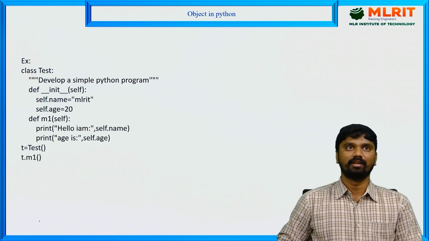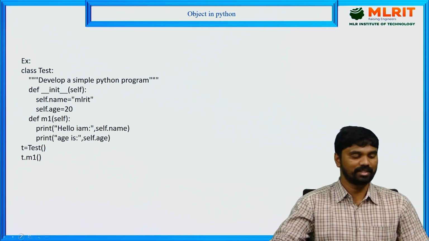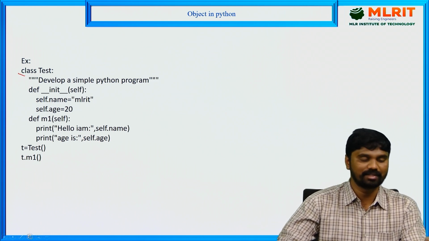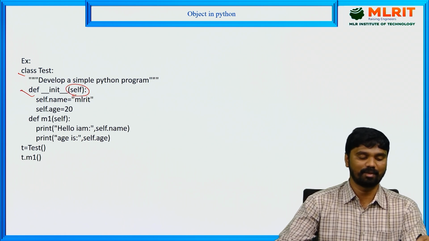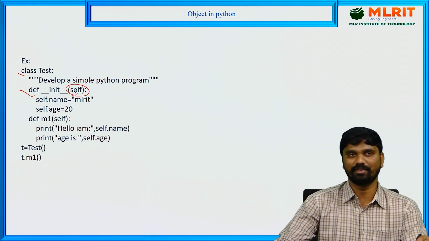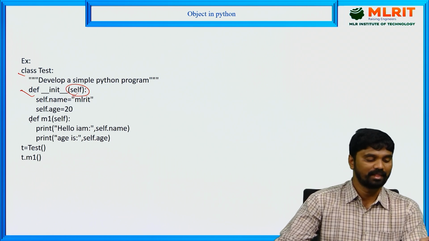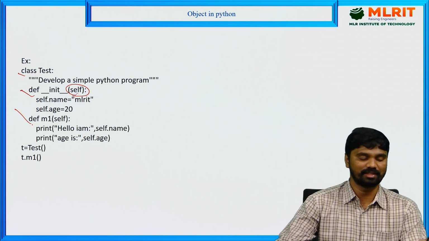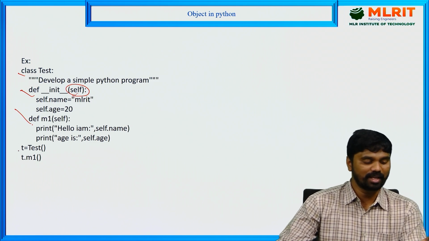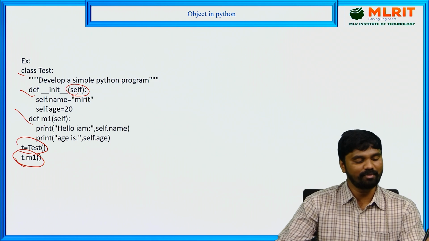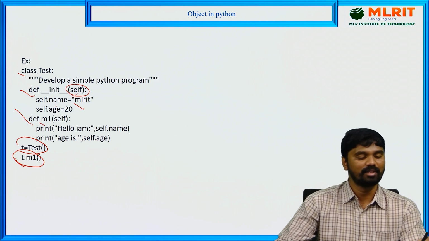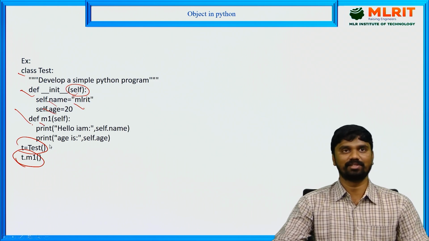Okay. Next, now we'll see the program here. The class Test is created and one constructor is there. Into the constructor we pass the parameter compulsorily. The first one is self, the parameter. Anyway, we'll discuss the self variable also. Next, we created one method, that is an instance method. Now by creating an object, we are going to access that m1 method, and through that m1 method we are going to access the name and age instance variables.